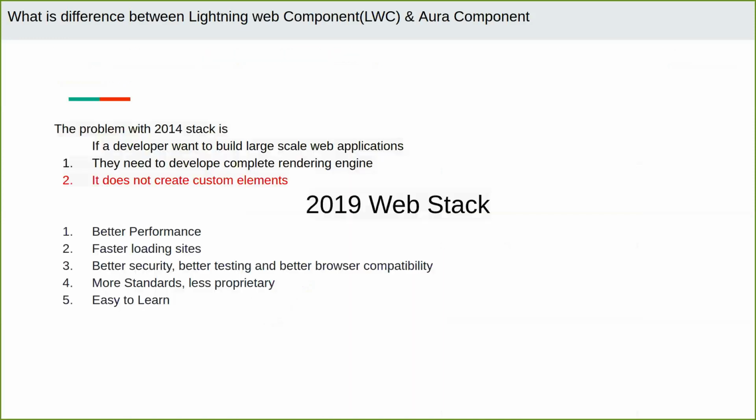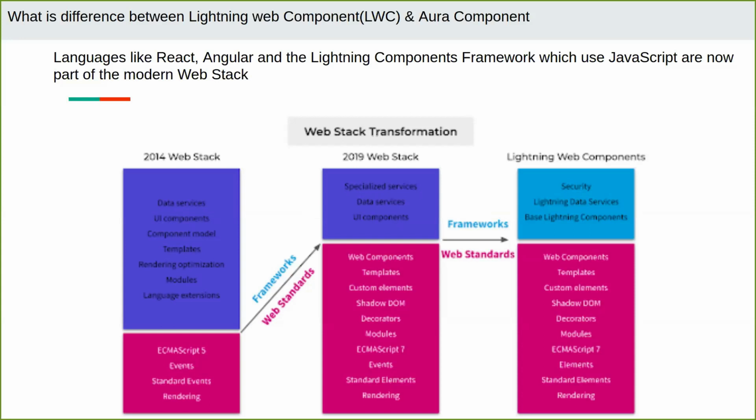So as you can see, in the 2014 web stack, we use more framework and less web standard. Customization of the data is lower. As you can see here, in the 2019 web stack, we use a higher web standard and lower framework. The web standards of 2019 are web components, templates, custom elements, shadow DOM, decorators, modules, ECMAScript 6, events and elements handling. So basically in 2014 we cannot customize the elements. In 2019 we can customize the elements easily, and a lot of other benefits are also there.